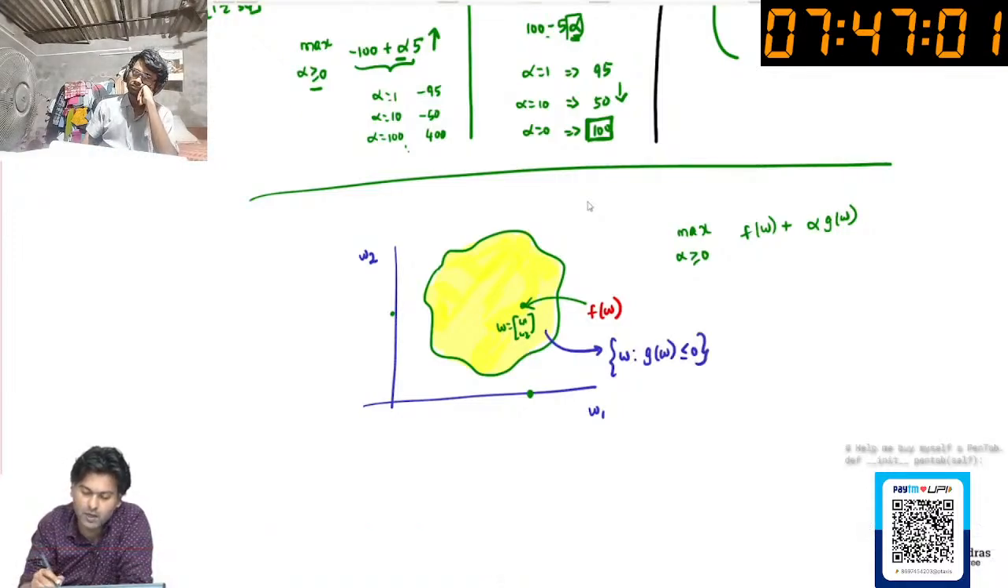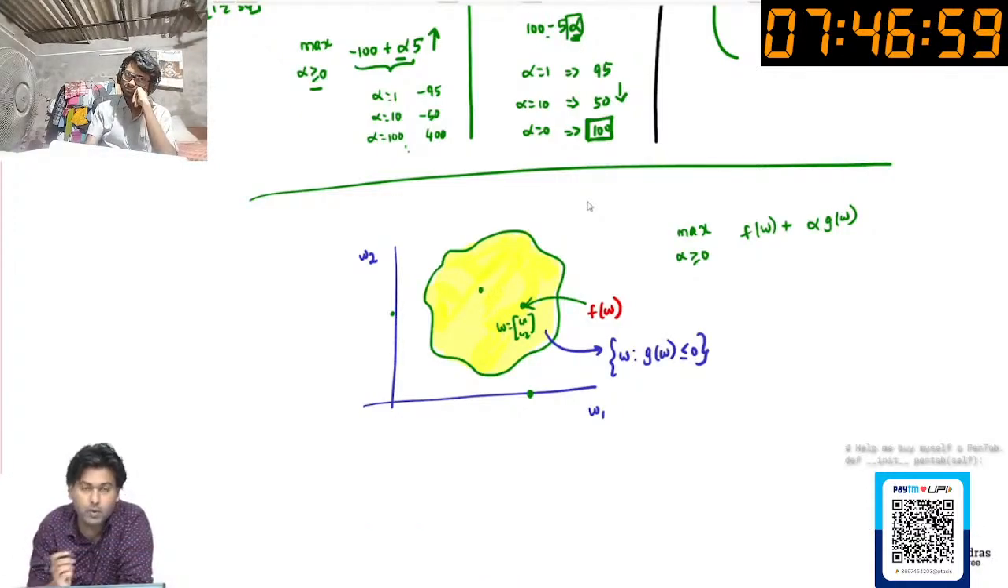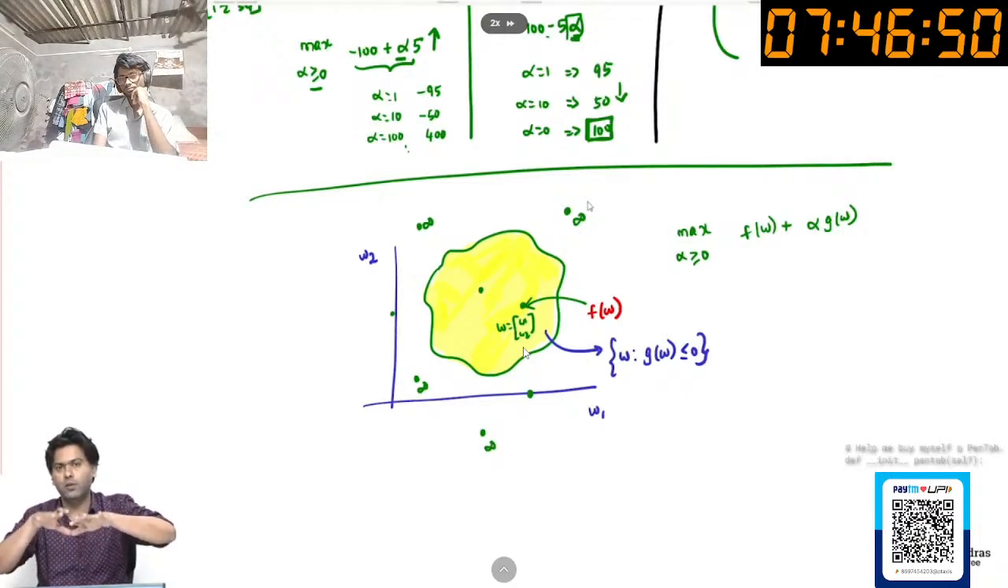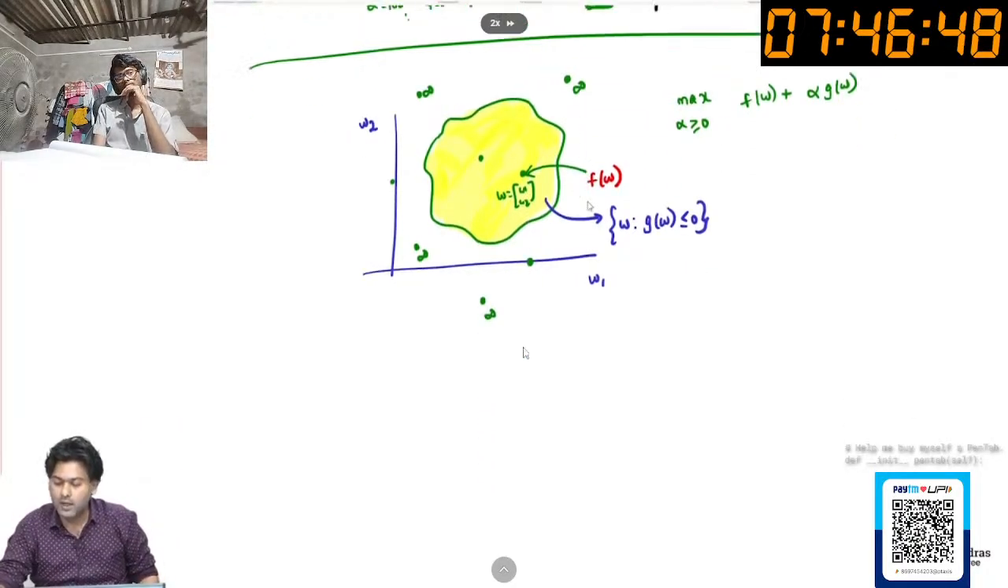Inside this, whenever I give you a point, it will evaluate to the corresponding function f of w. On the other hand, if I give you a w outside this for which g of w is greater than 0, then it will evaluate to infinity. So there is a region where the function evaluates to some finite value, which is f of w, and outside this region it kind of goes to infinity. So that's the kind of function this guy is, right?